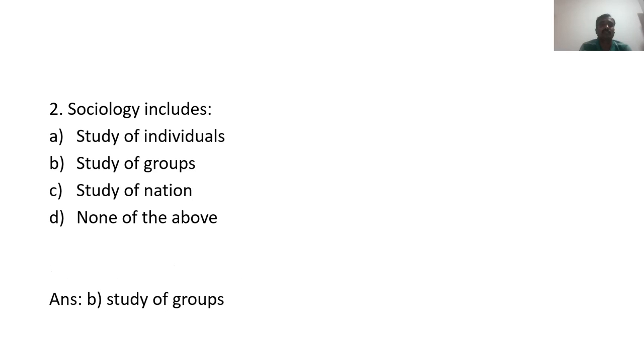Next, sociology includes. Four options are given: study of the individual, study of groups, study of the nation, none of the above. Purely, sociology includes the study of groups. Since it is part and parcel of society, it is not the individual or the study of the nation. It is purely a study of groups. That is the answer for sociology. Obviously, sociology also impacts consumer behavior at the time of purchasing goods or services.